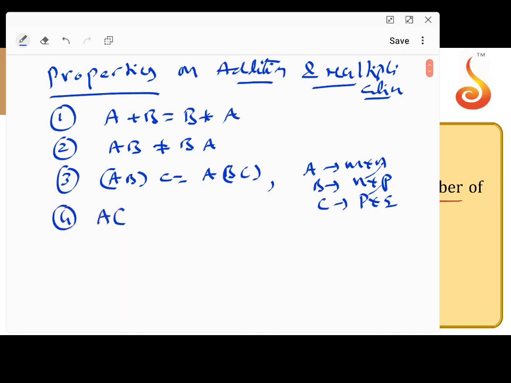Next, matrix multiplication with respect to addition. This is called the distributive law.